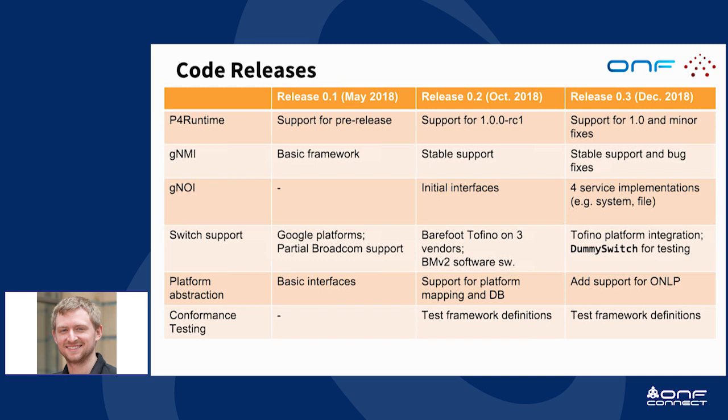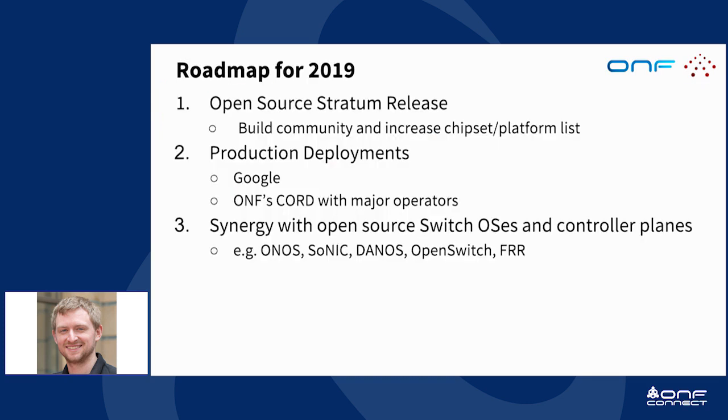I'll skip this slide in the interest of time, but it basically shows how over the 3 releases we've been evolving platform support. And then from a roadmap, we plan to open source Stratum in 2019. That's a high-level major objective. We also hope to get this into 1 or more production deployments. And then a 3rd objective is synergy with other switch OSs. This is traditional SDN-style OSs like ONOS, as well as having the community pick this up and use it in the context of more conventional switch OSs.